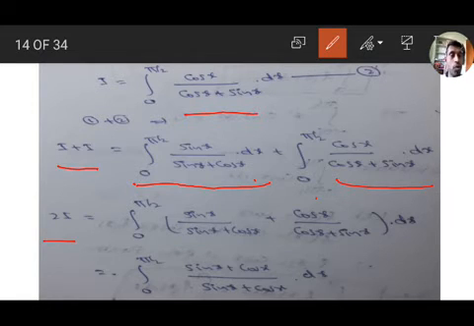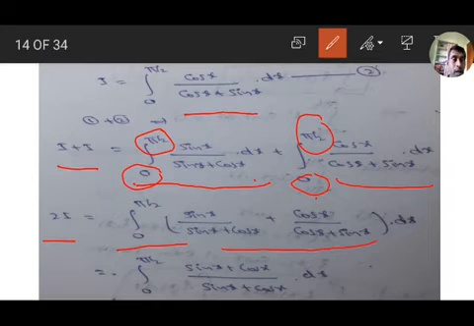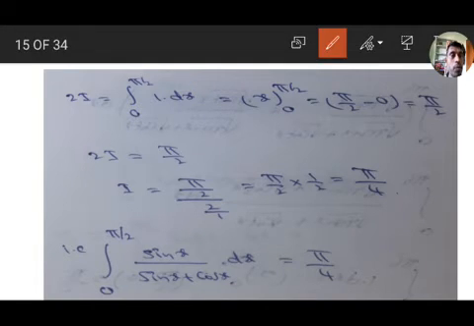So 2I equals, same limits 0 to pi by 2, integration 0 to pi by 2 of sin x plus cos x by cos x plus sin x dx. Here sin x plus cos x is the LCM. In the numerator we get sin x plus cos x by sin x plus cos x. Numerator and denominator are the same, so cancel, we get 1. So 2I equals integration 0 to pi by 2 of 1 into dx.